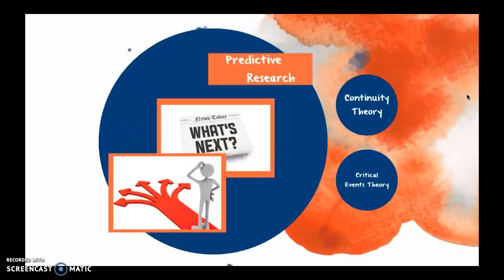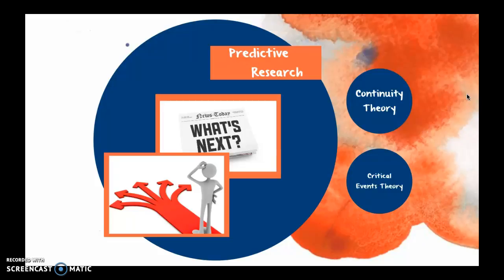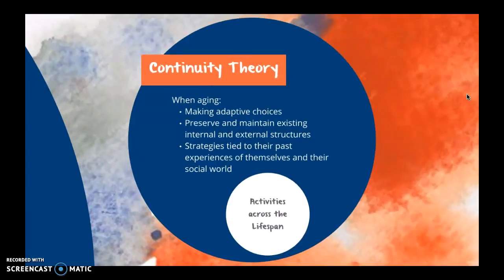All right. Self-discovery is part of predictive research, which its purpose is to reveal patterns of occupation across time, space, development, and life transitions. It's based off of two theories, the continuity theory and the critical events theory. The continuity theory is based on older adults maintaining the same activities, behaviors, personalities, and relationships as they did in their earlier years of life.